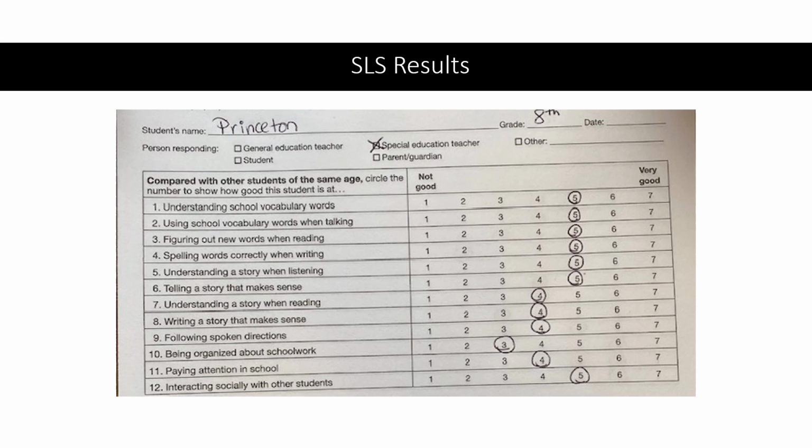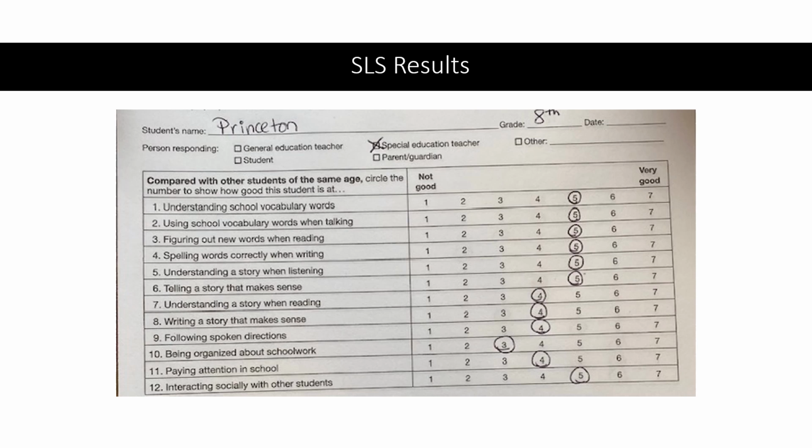So if we start up here at number 1 and 2, vocabulary is something we've supported in the past. He seems to be doing okay. Reading, decoding, and spelling seem to be okay. Understanding a story when listening and telling a story seems to be okay. That reading comprehension and writing, a little bit lower, which isn't surprising. Following directions can be a little bit challenging, which again isn't surprising.